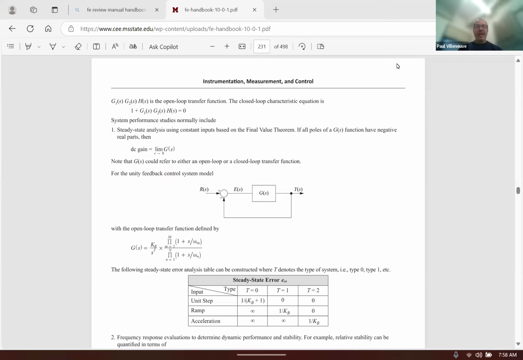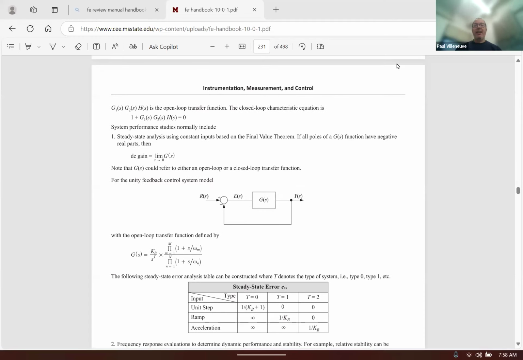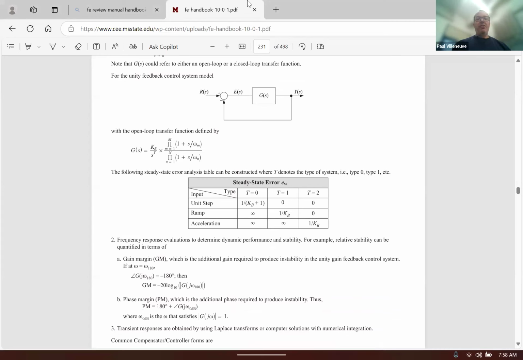So last class we were digging around that nice 500-page EPI exam handbook that they hand out, because we were trying to look for the steady state error table. And on page 231, hopefully you all can see that, does that table look familiar?